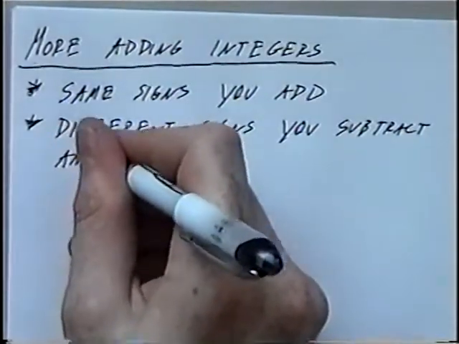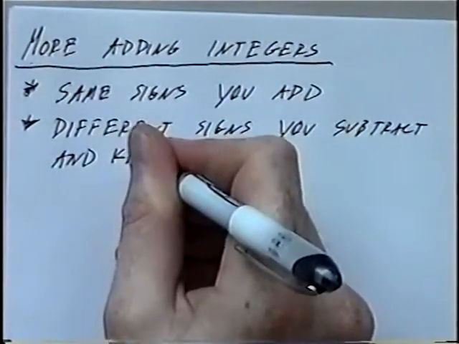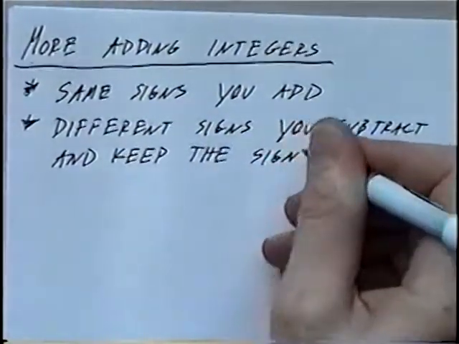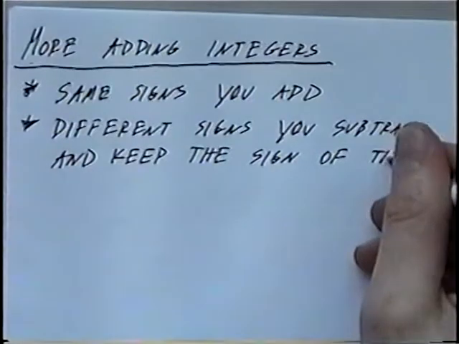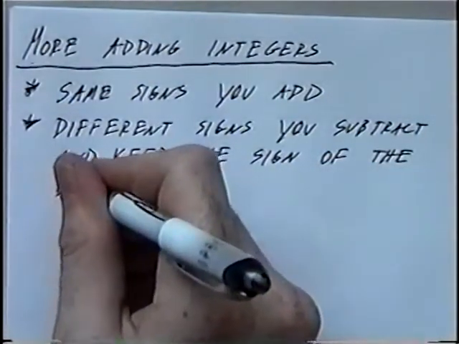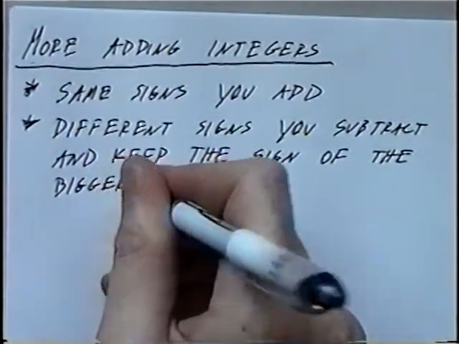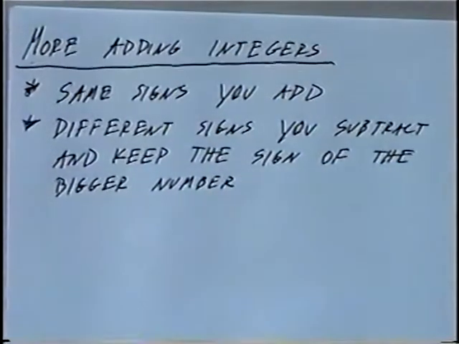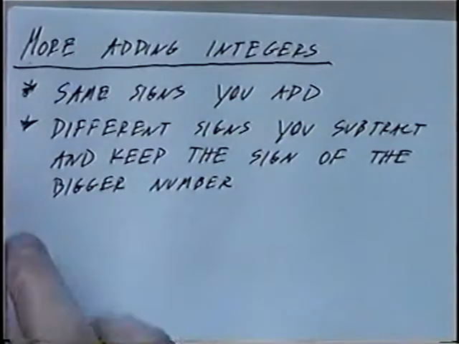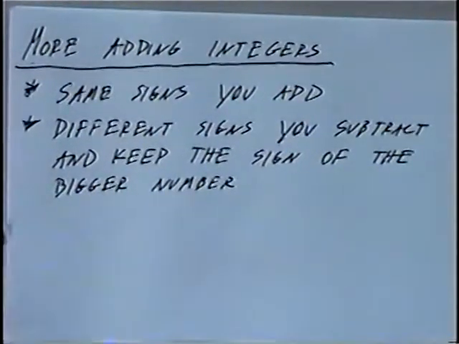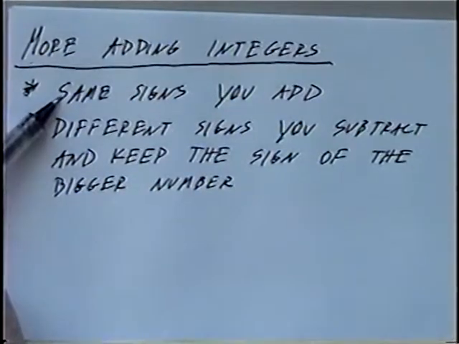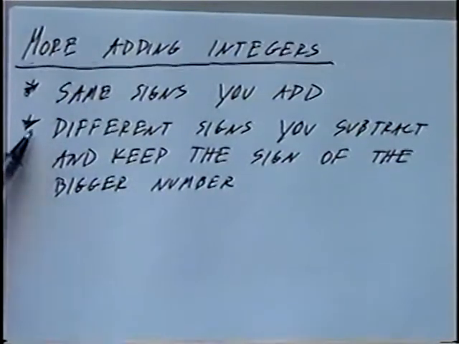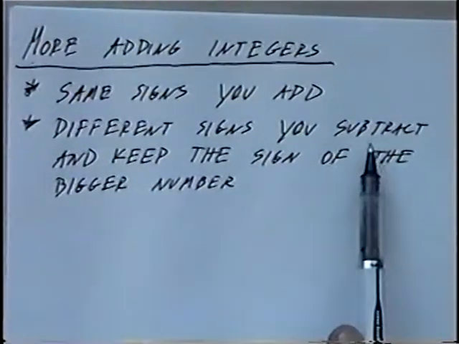And keep the sign of the bigger number. So instead of using algebra tiles like we did in that last section, we can follow these two rules to add integers. If they're the same sign, if they're both positive or both negative, we'll add those together. And if they're different signs, meaning one's positive and one's negative, we'll subtract the two numbers.